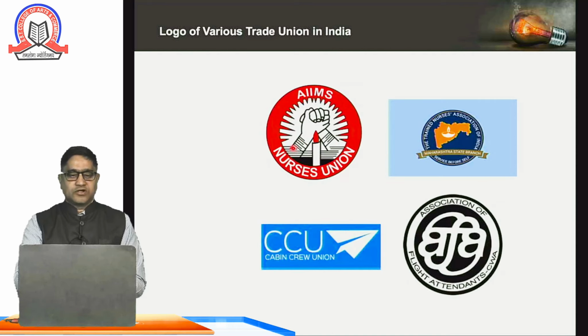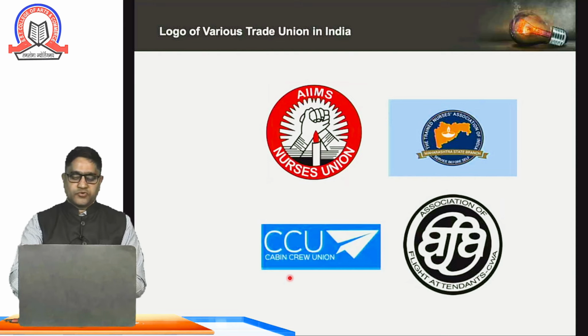Quite famous are also the nurses' unions which have been affiliated to the All India Institute of Medical Sciences. We have the very well-known Nurses Association of India, which is also one of the quite famous logos, and the Trained Nurses Association of India. So there are two associations or unions.